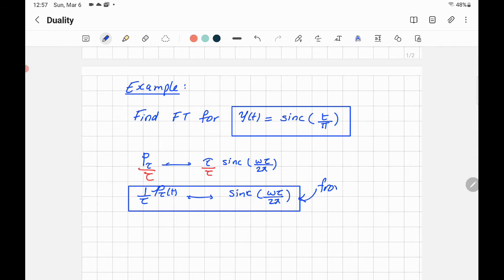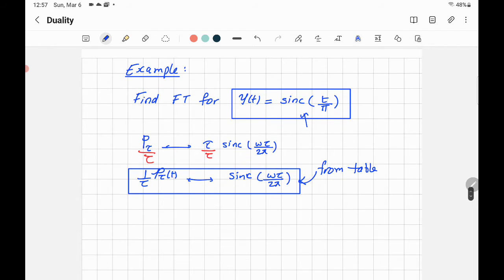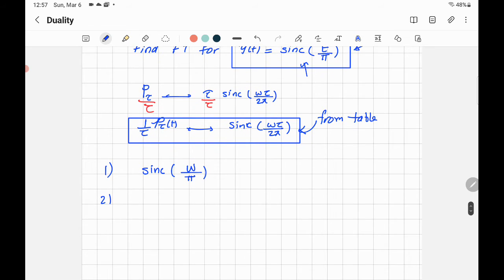You didn't do anything with the problem yet. It's just you're looking at the table to see something similar to this one. So you say, okay, they are similar. So what are you supposed to do? You follow the steps. Step number 1. Take this and replace every t by omega. So you have sinc of omega over pi. What's the second step? Do you remember? Find the inverse. Okay, the inverse is here.